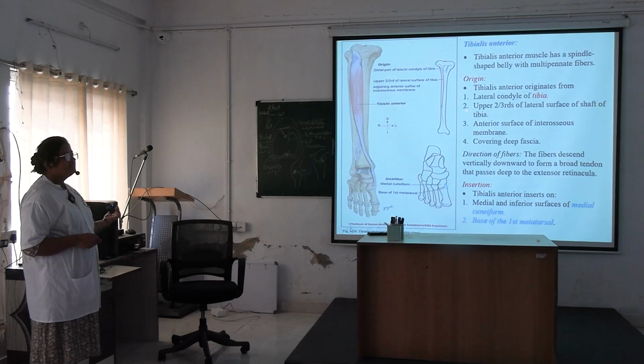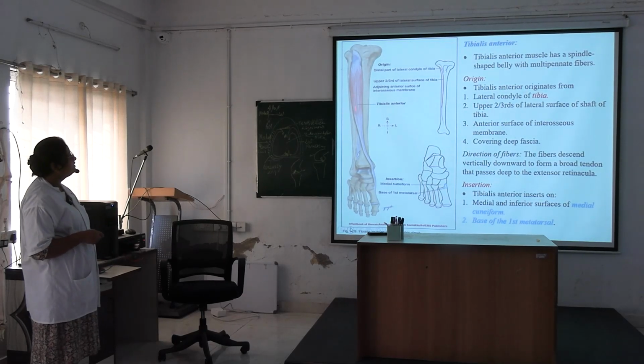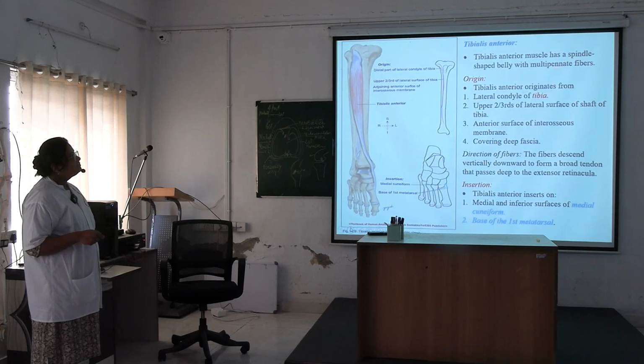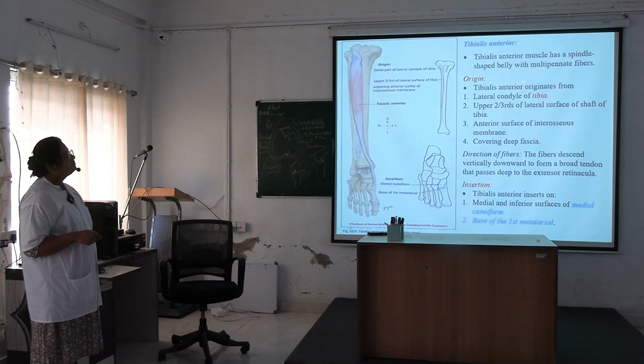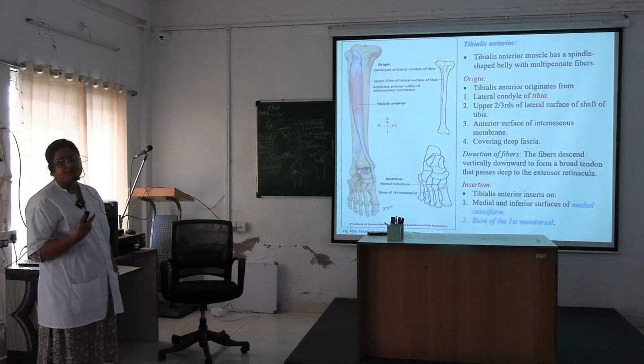So we will discuss individual muscles. Tibialis anterior, you can see here, this is tibialis anterior. It has a spindle shaped belly with multipennate fibers. Originates from lateral condyle of tibia, upper 2/3 of lateral surface of shaft of tibia. All this can be given in your OSPE.